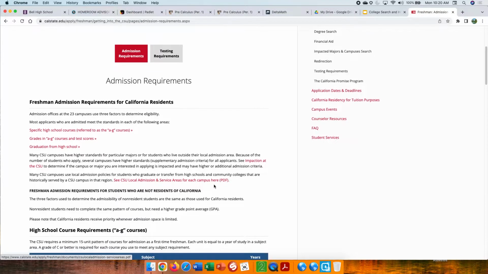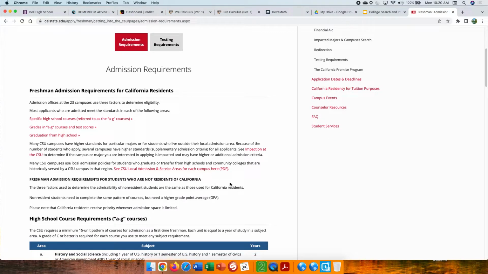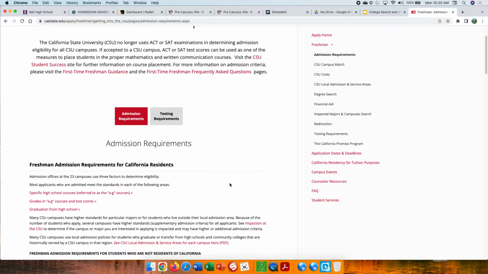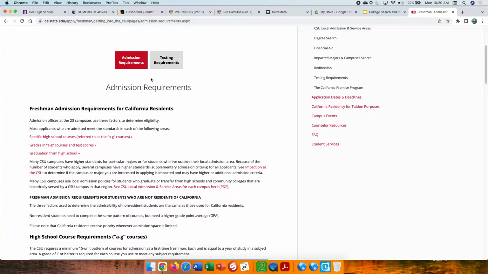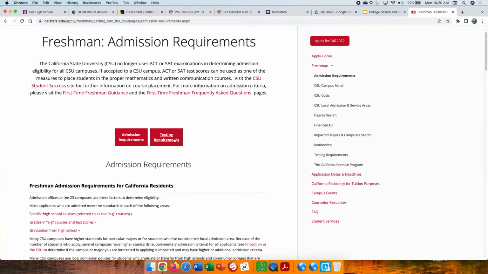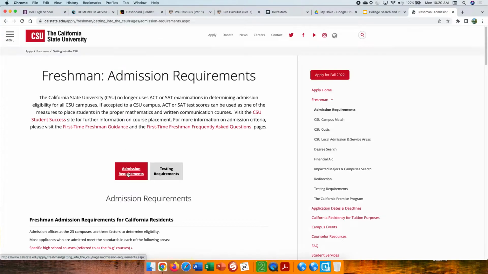Freshman admission requirements for California residents. Oh, here it is. Right here. Do you guys see this one here? Because if I click this, it's just going to go there.